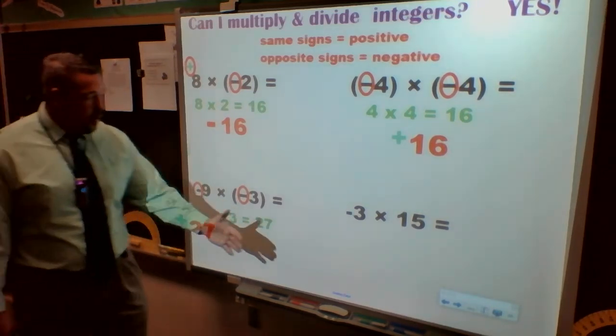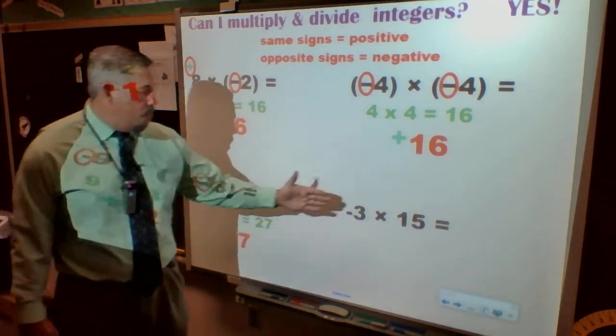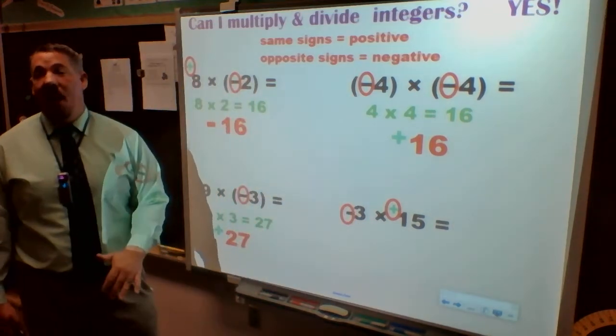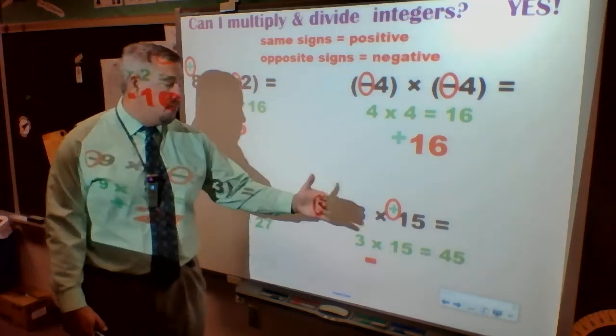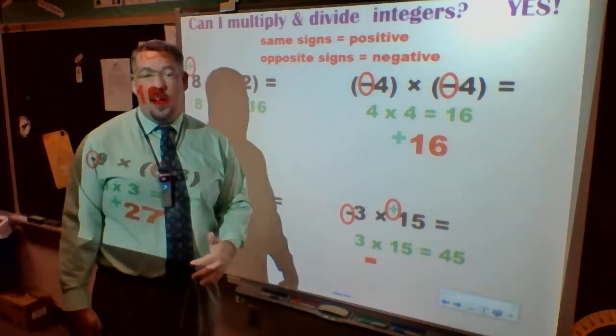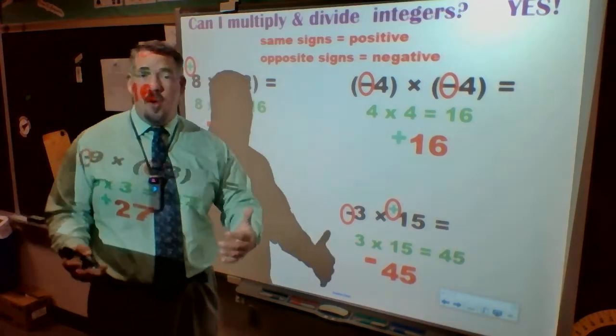And then I go to that one, negative 3 times 15, opposite signs, negative and a positive, so I know my answer has to be a negative. And when I show my math, 3 times 15, I know it's 45, so I'm going to get an answer of negative 45.